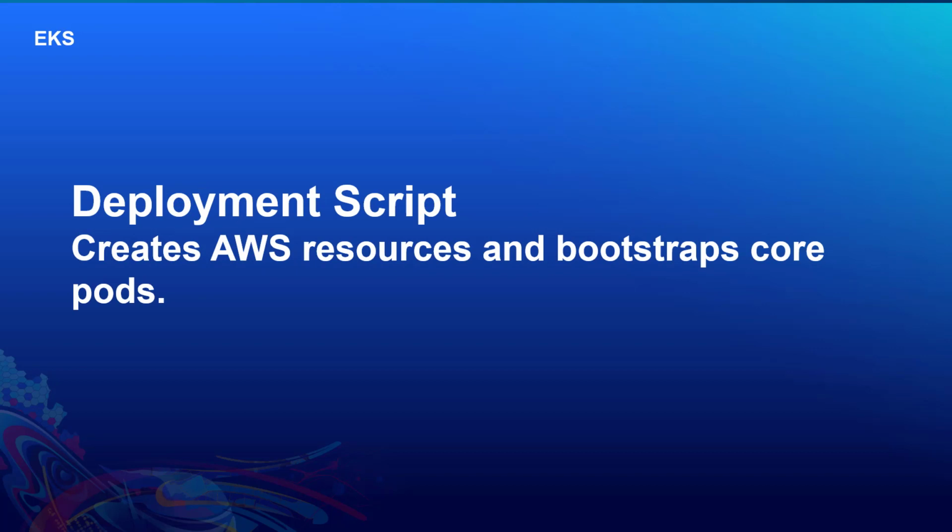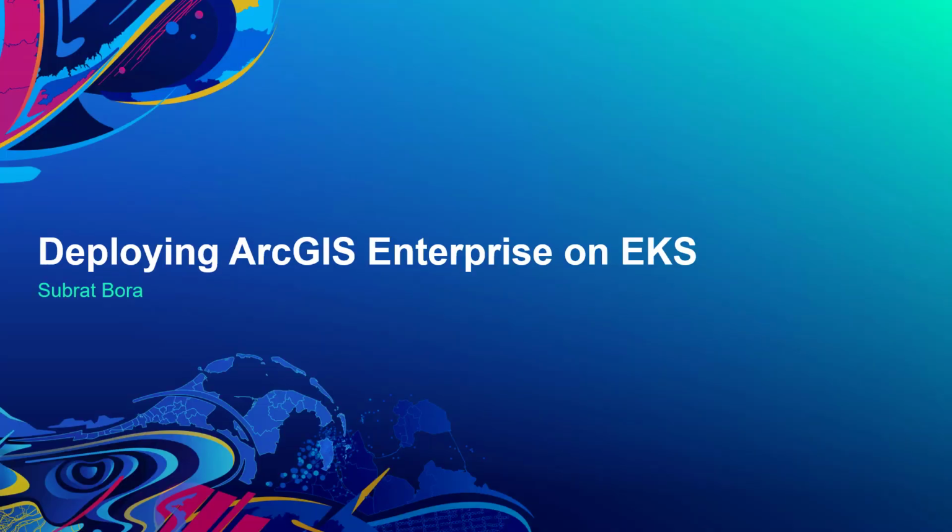Now, to actually get things running, you're going to use a deployment script. It's a bash script, essentially. So it does need to be run on Linux. So now when you run this, it's going to create the AWS resources we talked about a minute ago. And then it bootstraps some of our core pods. So it's going to start up a few pods so that you can then run the create site utility that will then spin up all your other pods and give you a fully working ArcGIS Enterprise. To get a really good idea of how this works, Subrat's going to walk us through how you deploy ArcGIS Enterprise on EKS.